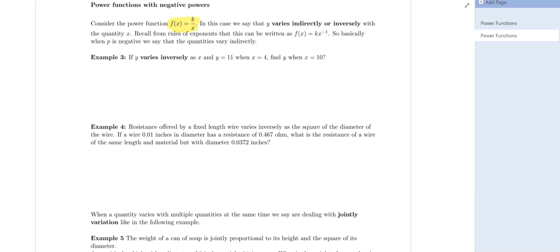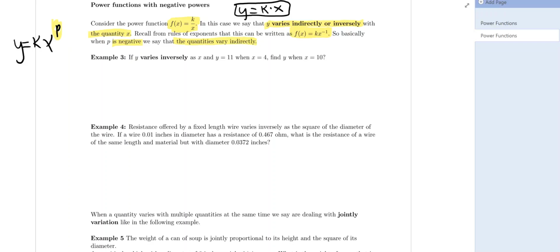The difference between this one and the one before, where we had y equals k times x, which was called direct variation: now when we have k divided by x, we say that y varies indirectly or inversely with the quantity x. Recall from rules of exponents that k divided by x can also be written as k times x to the negative 1 power. So when p is negative in k times x to the p, we say that the quantities vary indirectly.